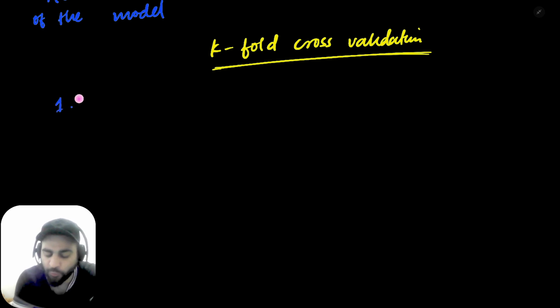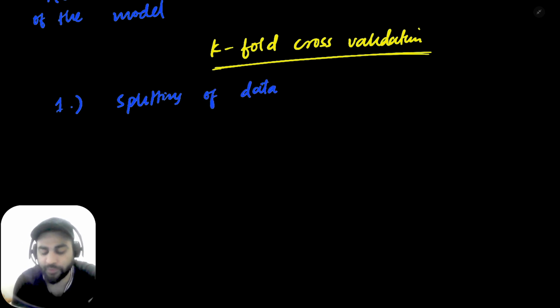First step is how do we split data? Splitting of data. How do we split the data now? Actually, you know that we had this Dn. How do we split? The data set is divided into k subsets, or k folds, I'll call them, of approximately equal size.